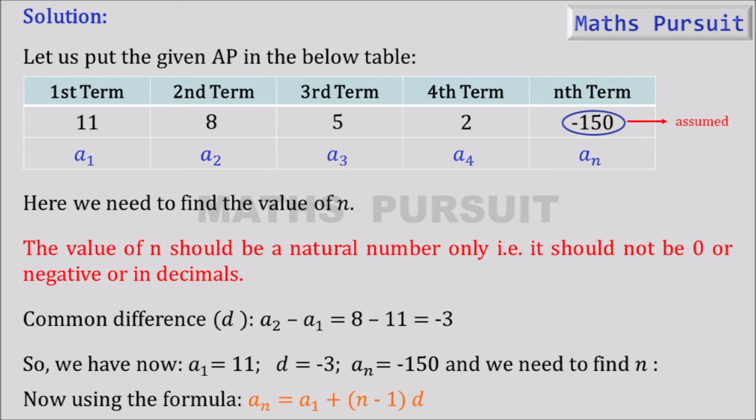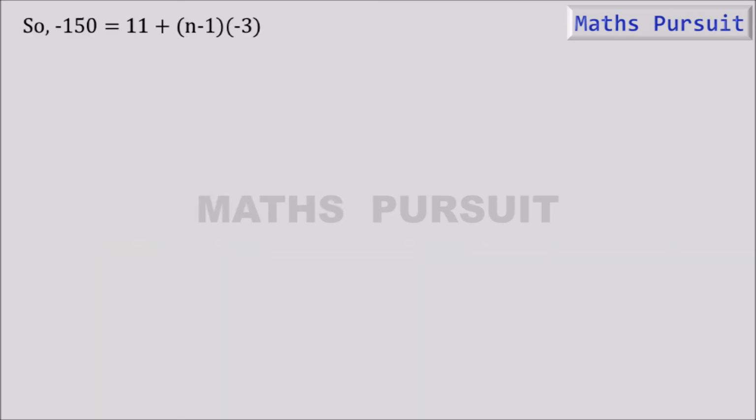Now using the formula An = A1 + (n minus 1) times D. So here we are going to use the important formula An = A1 + (n minus 1) times D, or minus 150 = 11 + (n minus 1) times minus 3. Just replacing the values in this formula: for An it is minus 150, which we have assumed, A1 is 11, n we don't know, and common difference is minus 3.